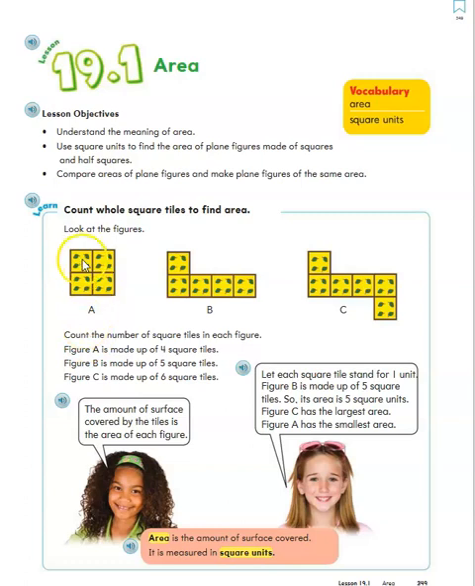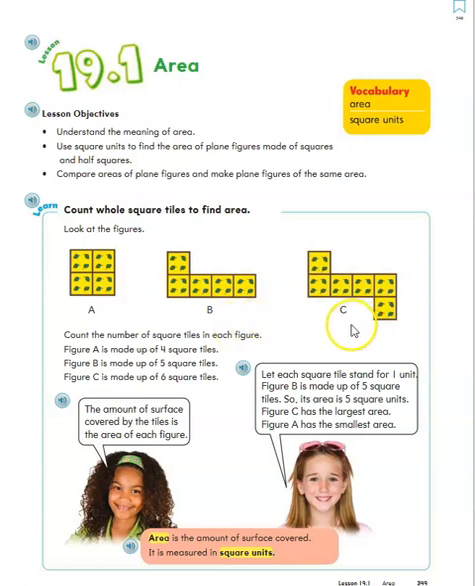All that means is the surface of this shape is made up of 4 squares that are all the same size. Okay, so let's look at figure B. Now this one is a little bit of a different shape, right? And let's count the area of this shape. So it's 1, 2, 3, 4, 5. So this shape is made up of 5 squares total. So it has an area of 5 square units.